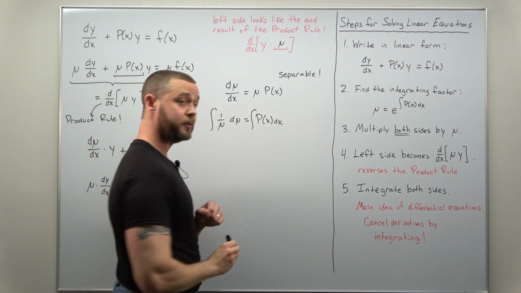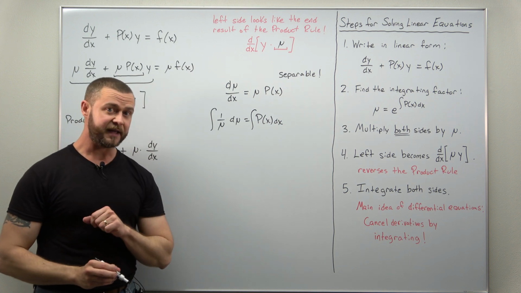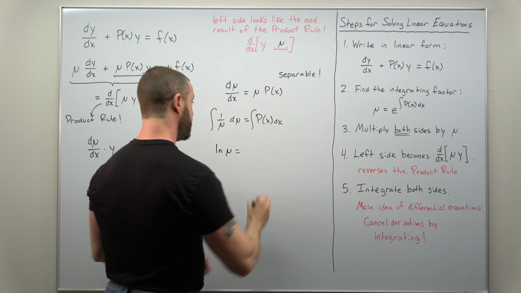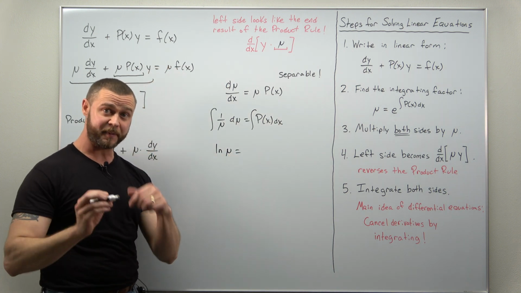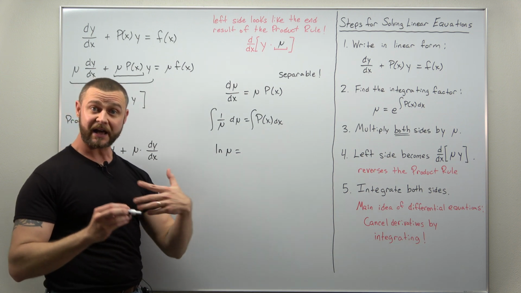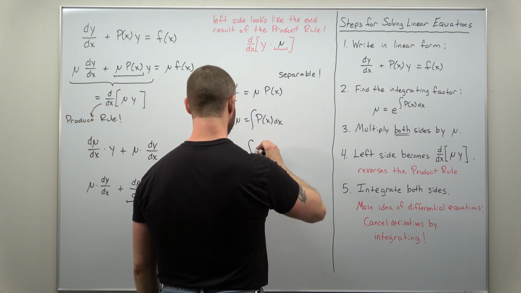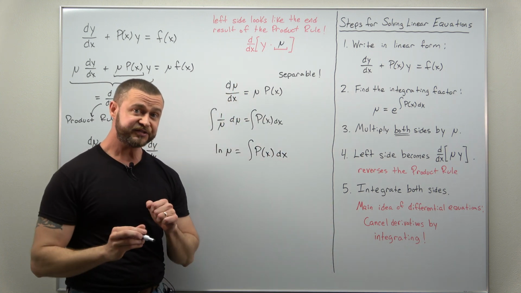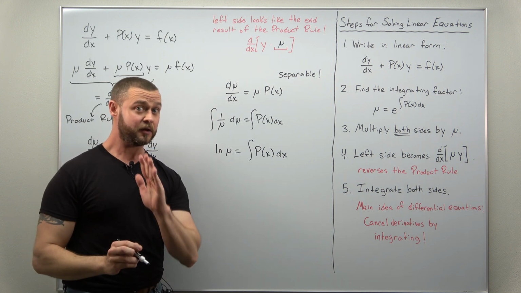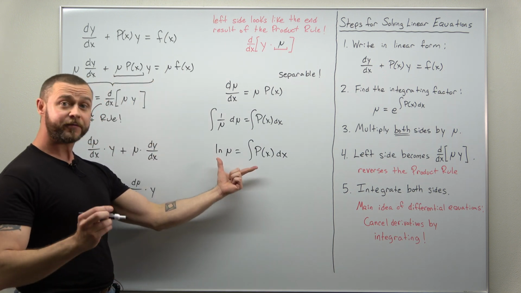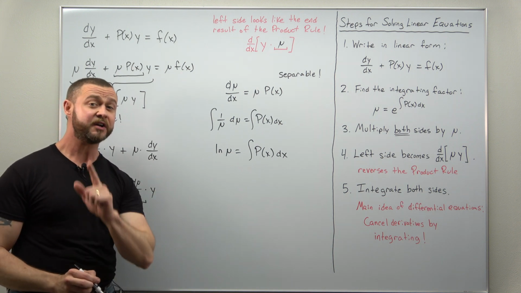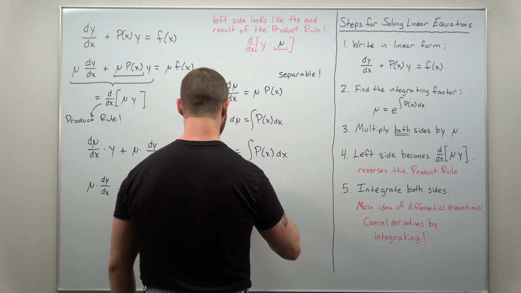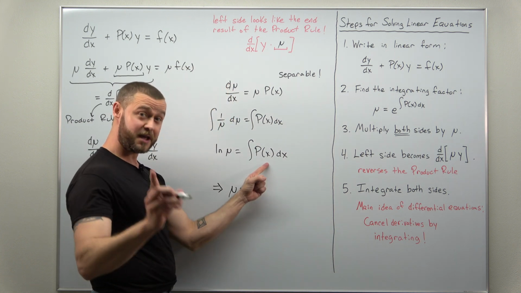At this point, it's separated, so we just integrate both sides. Integrate the left side with respect to mu, and integrate the right side with respect to x. The left side is going to integrate to natural log of mu. And because we're not specifying a formula for p of x, we're going to leave the right side as the integral of p of x. And our last step to get an explicit formula for the integrating factor mu, solve for mu here by exponentiating both sides using base e. And what we get is mu equals e raised to the integral of p of x.